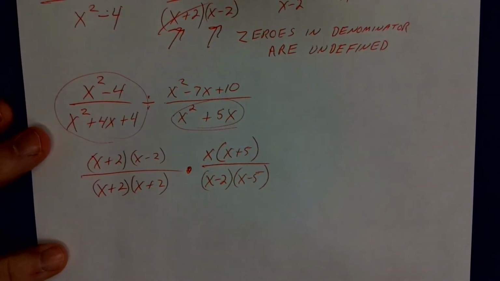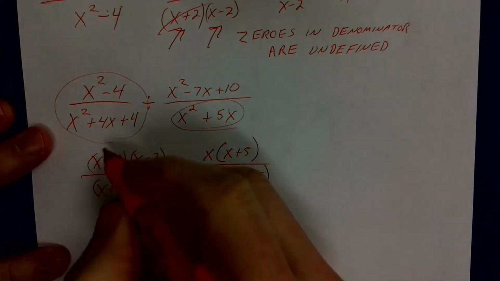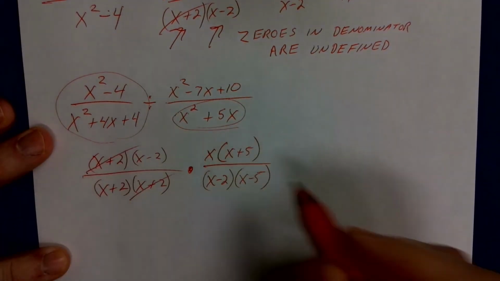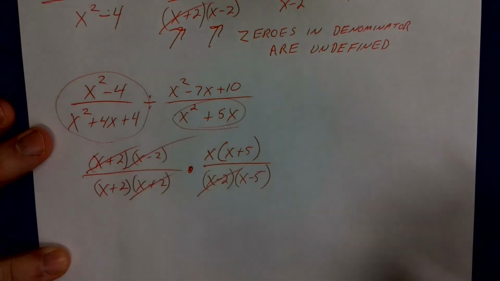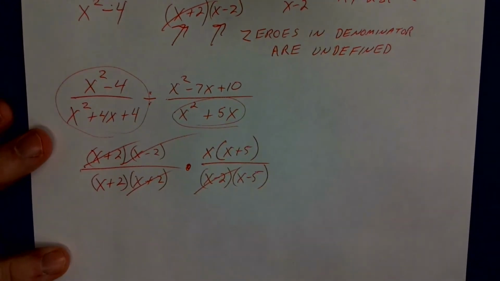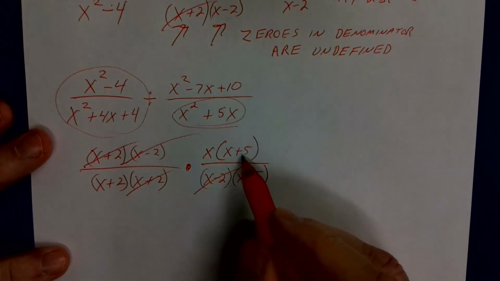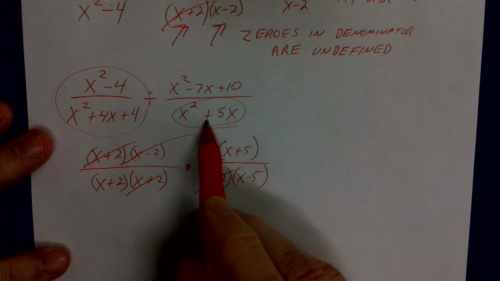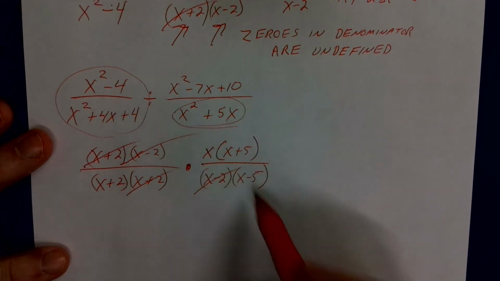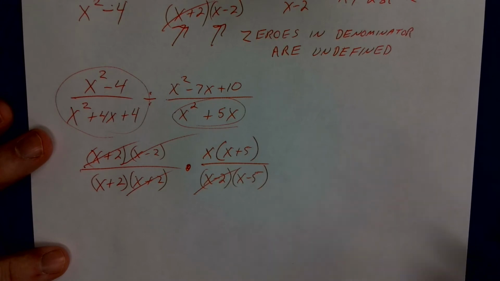So then I start knocking off anything that I can. So I got an x plus 2 here, and an x plus 2 here, and an x minus 2 there, and an x minus 2 there. And I don't get to cut anything else off. This looks like it's close. Like if that was x squared minus 5x, then I could knock off those x minus 5s. But I really can't, because that's a plus 5 and that's a minus 5.